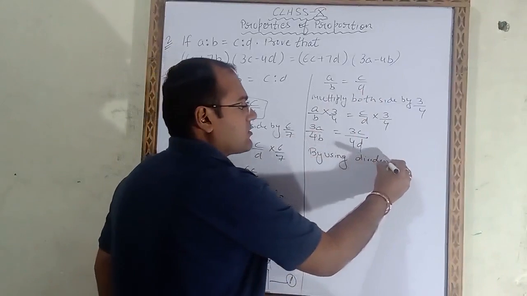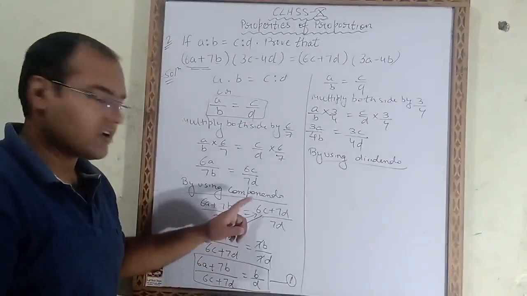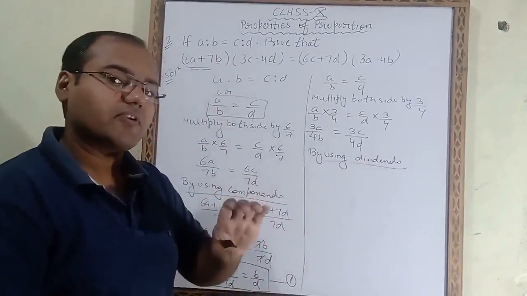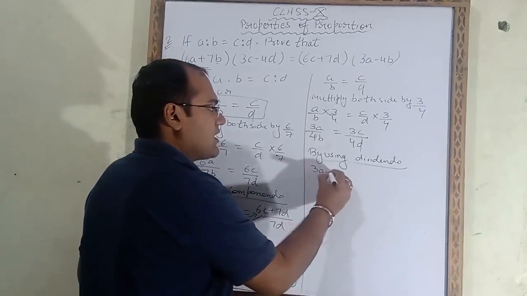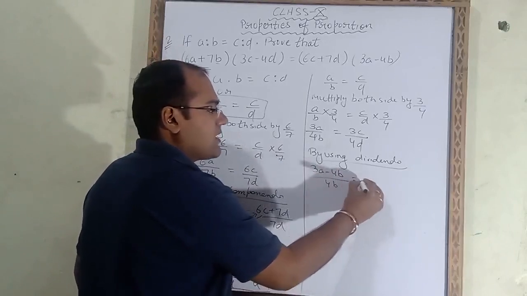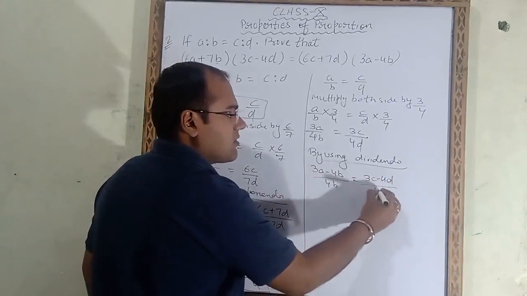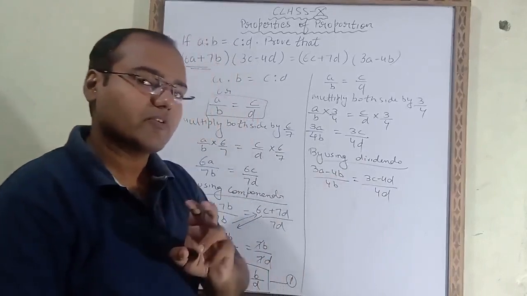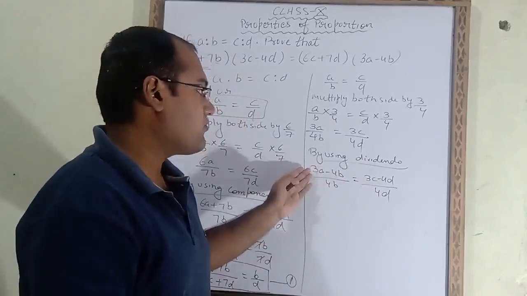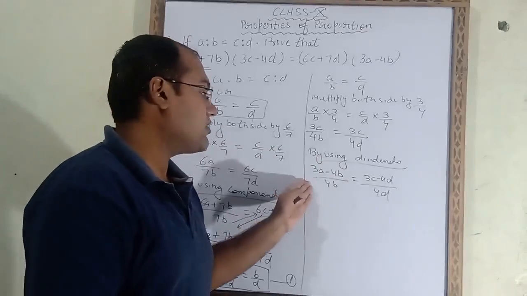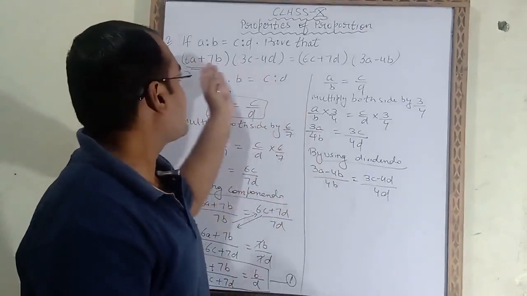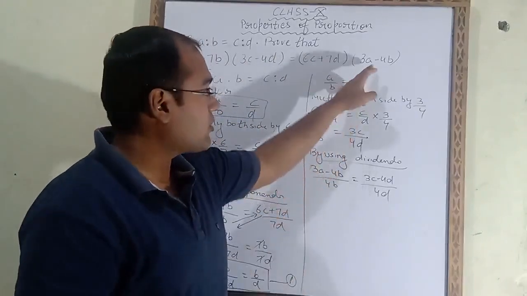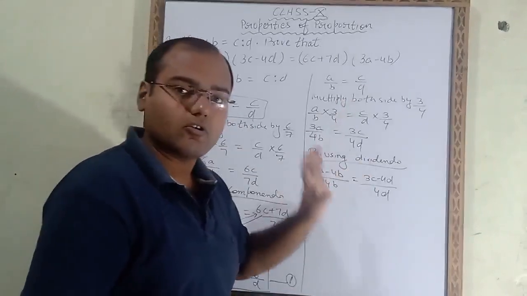That means we have to use dividendo here. As we had used componendo, in which we took the sum, now we will use dividendo. In dividendo what we have to do? We have to take the difference only. So when we take the difference, (3a minus 4b) upon 4b, with 4b remaining as it is, and (3c minus 4d) upon 4d. We will not use componendo and dividendo both, because if we use both, then you have to take 3a plus 4b in the numerator and 3a minus 4b in the denominator. But if you observe here, we do not see any 3a plus 4b term. So in order to get 3a minus 4b, we have to use dividendo only.